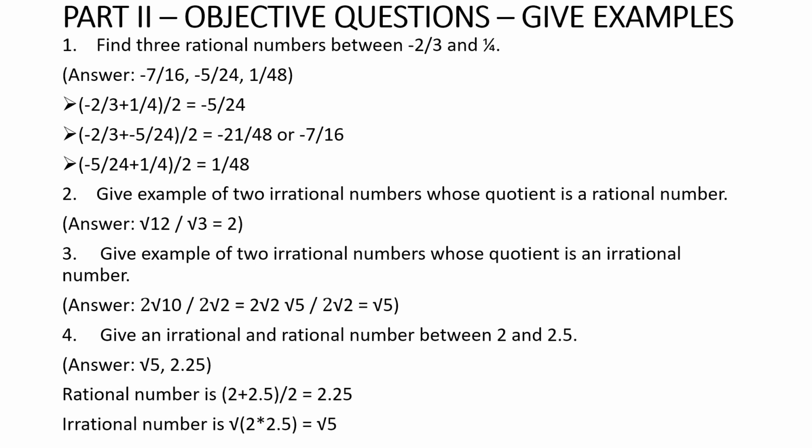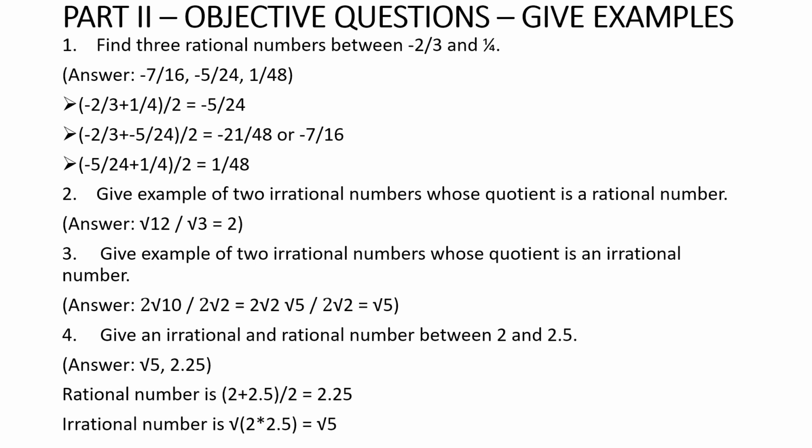Second case, give an example of two irrational numbers whose quotient is a rational number. We know root 12 is an irrational number, root 3 is also an irrational number, but root 12 is actually 2 root 3. So when you divide it by root 3, you get 2. So the quotient is a rational number.